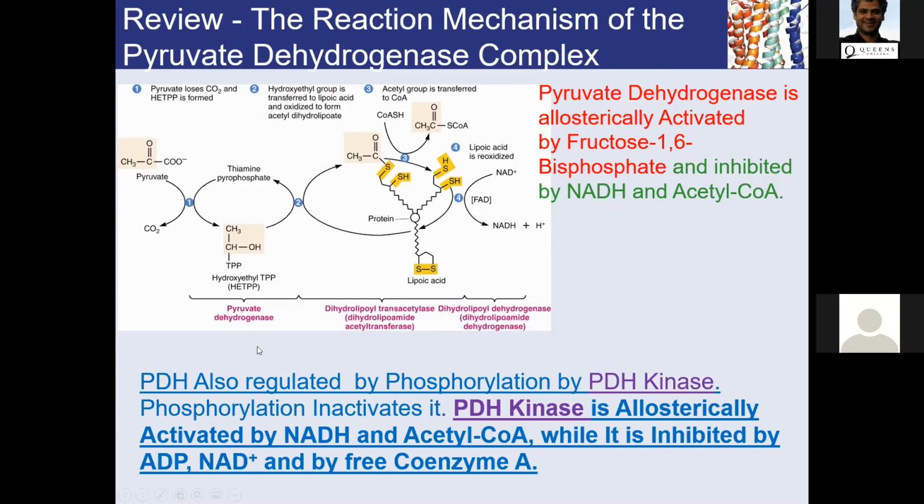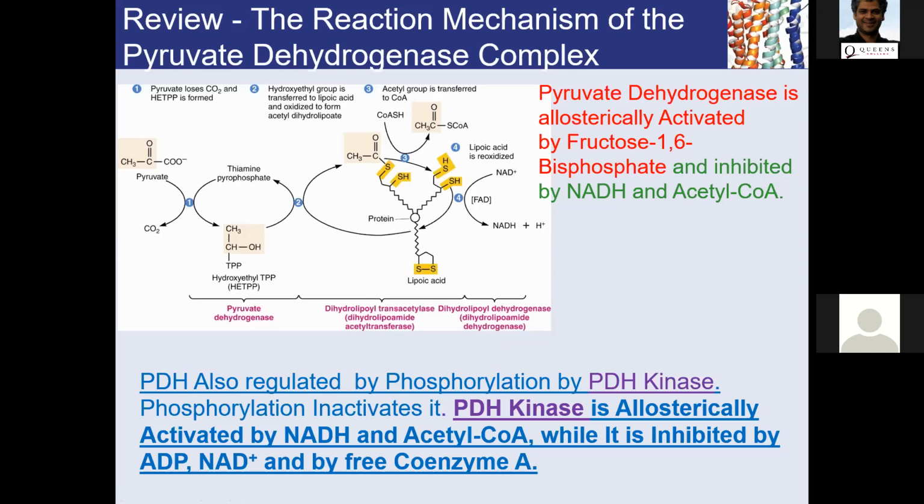Okay. The pyruvate dehydrogenase is also regulated by a phosphorylation mechanism, which is a post-translational modification, right? Phosphorylation is a post-translational modification mechanism to regulate enzyme activity. And you are seeing that throughout, right? Glycogen synthase kinase, there are various kinases that will phosphorylate other enzymes and regulate their activity.